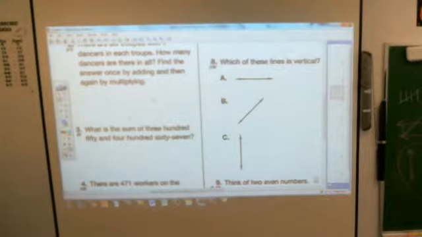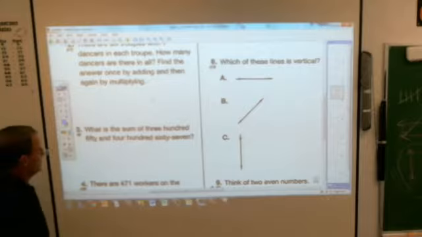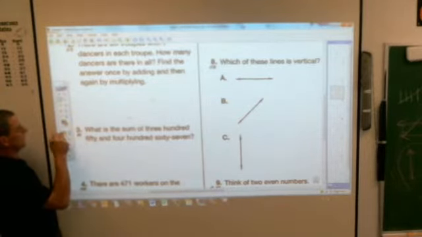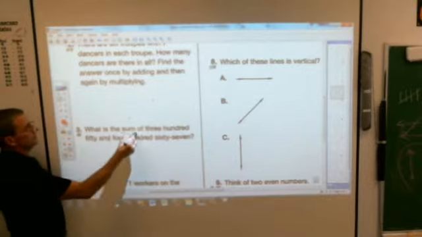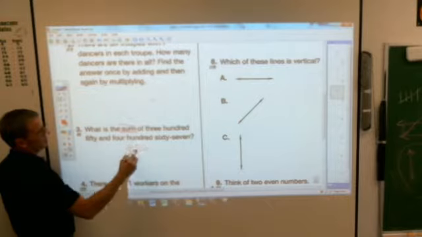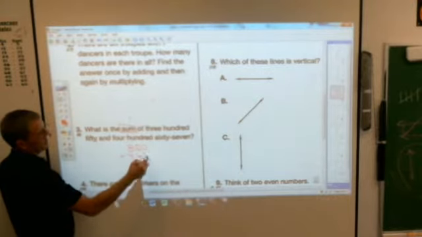Other questions on the test there? Lexi? Number 3, what is the sum of 350 and 467? What does sum mean, Lex? Oh, that's bad. Sum means to add. 350 and 467.